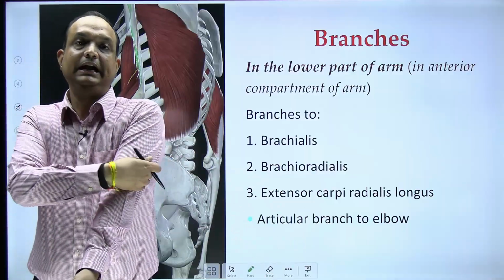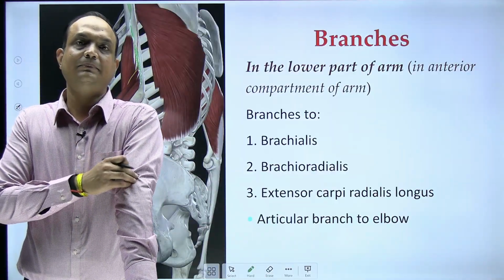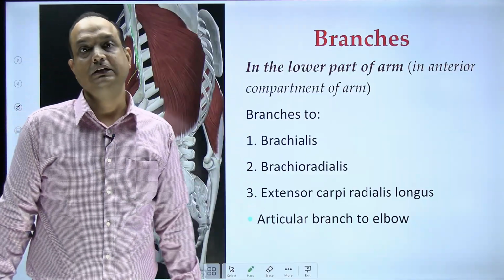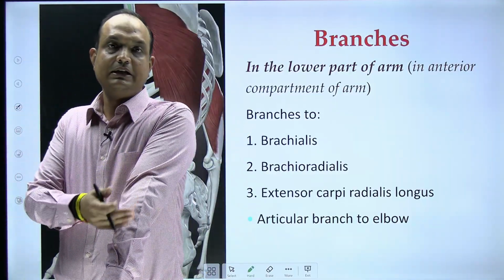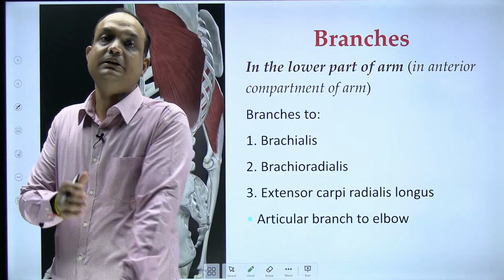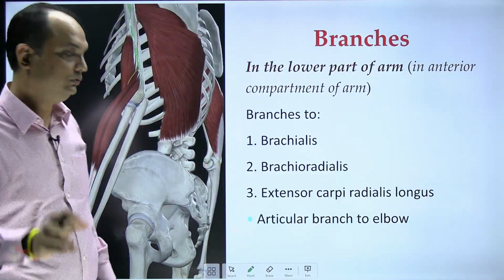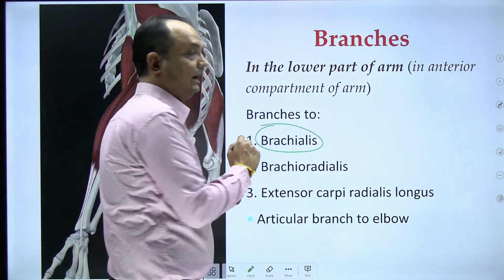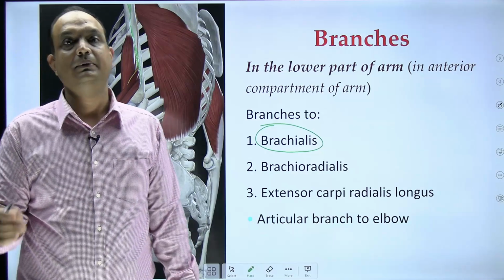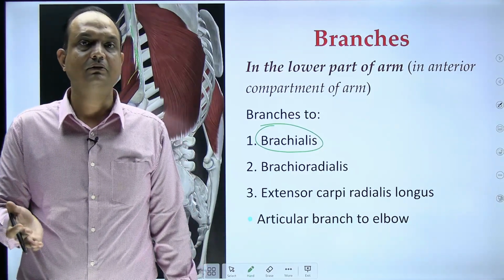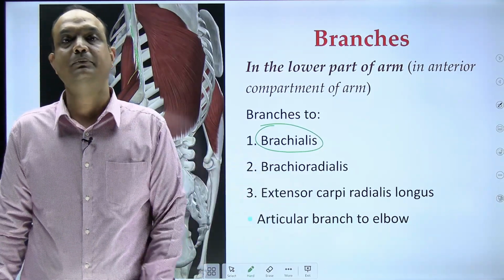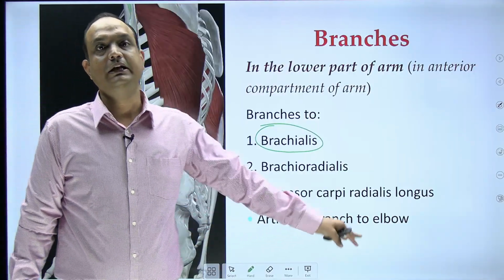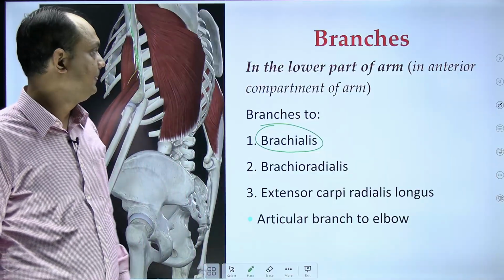Now once it enters after piercing the lateral intermuscular septum in this lower part, what are the branches? So here it is supplying the 3 muscles. Basically it supplies the brachioradialis. It is also giving a branch to the extensor carpi radialis longus, and it also gives a small branch to the brachialis. So ultimately you will realize that the brachialis is supplied by 2 nerves. One is the musculocutaneous nerve, and it is also receiving a branch from the radial nerve. Now after that it also gives an articular branch to the elbow joint.